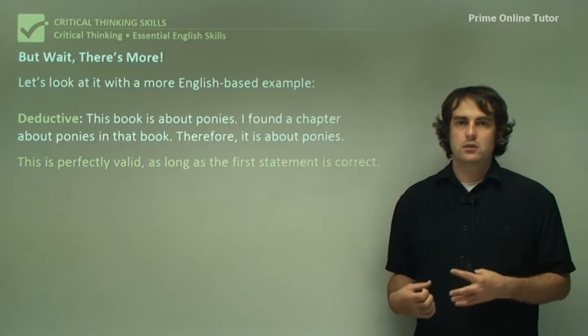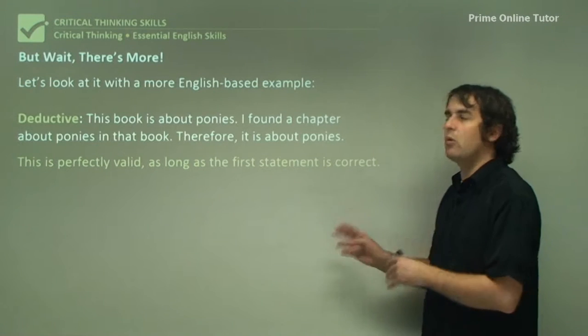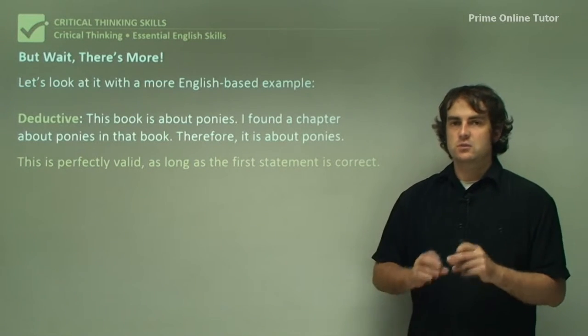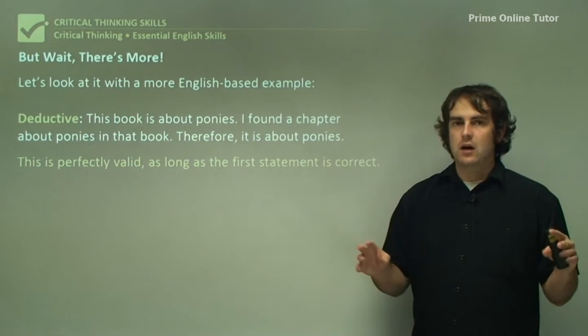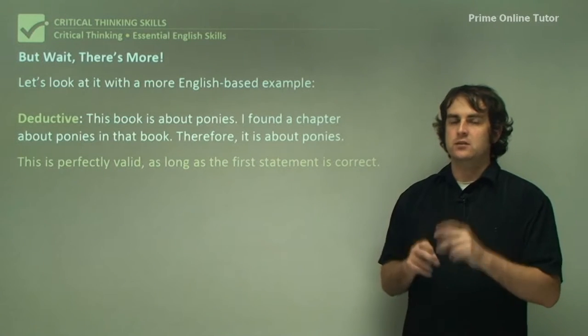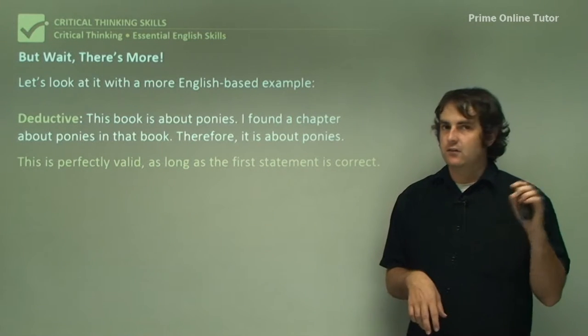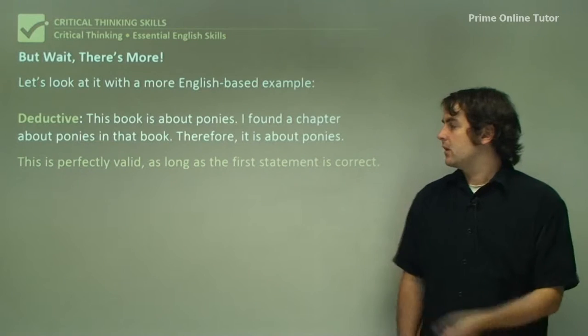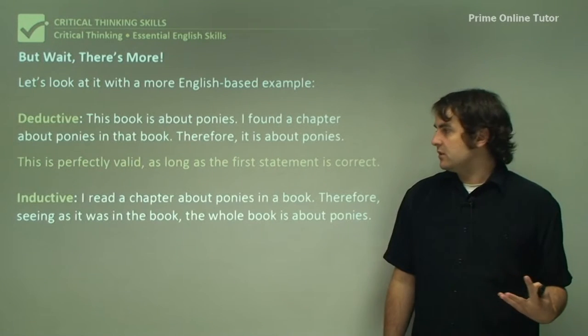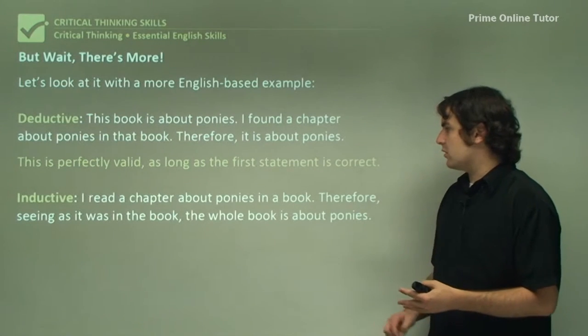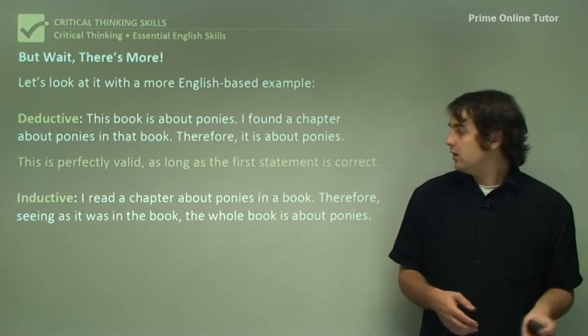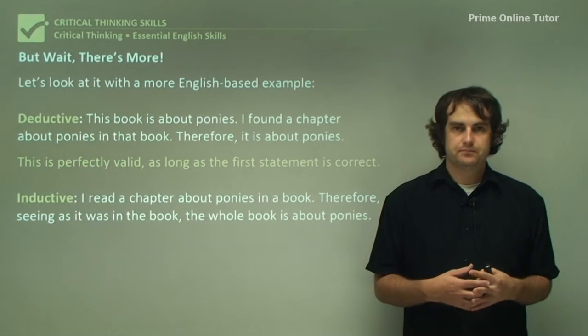That's ultimately what your quotes and evidence are for: to use a small part to prove the whole thing, rather than talking about small part after small part, because you're only going to cover a very tiny fraction of the book if you do that. Inductive is the opposite. I read a chapter about ponies in a book. Therefore, seeing as it wasn't a book, the whole book is about ponies.